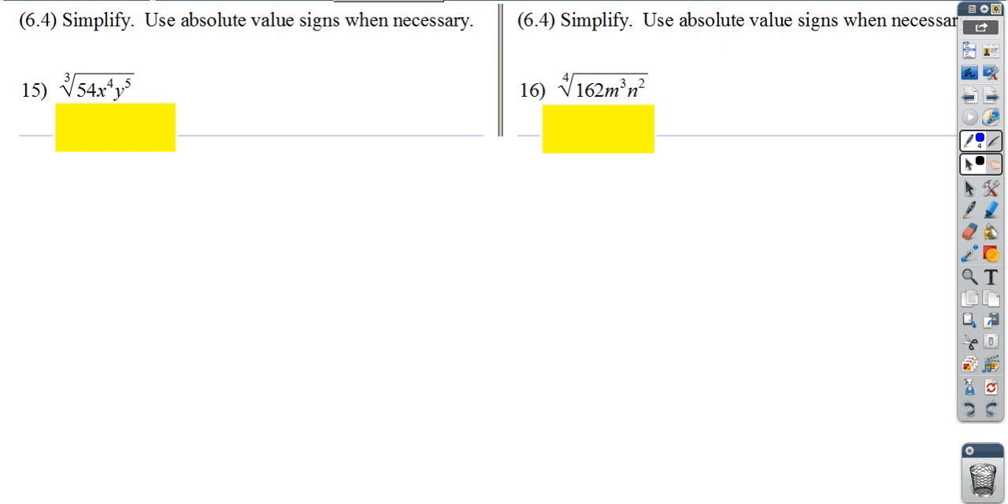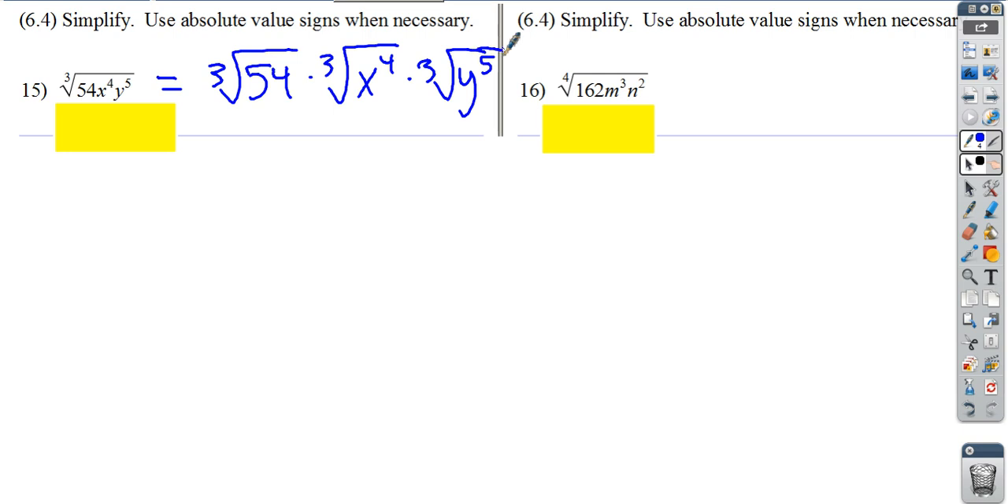Okay, so just continuing with, or starting section 6.4, this is on simplifying different types of roots or radical signs. This is a cube root. And in general, what we want to do here is split this up and just deal with one component at a time. So deal with the numbers, and then with the x's, and then with the y's.